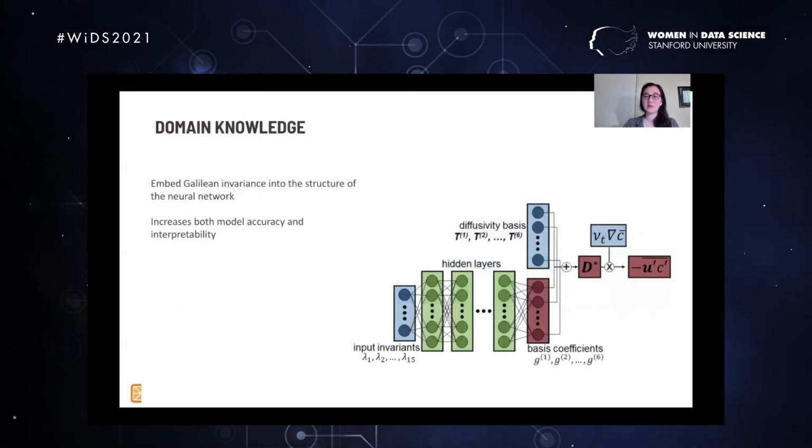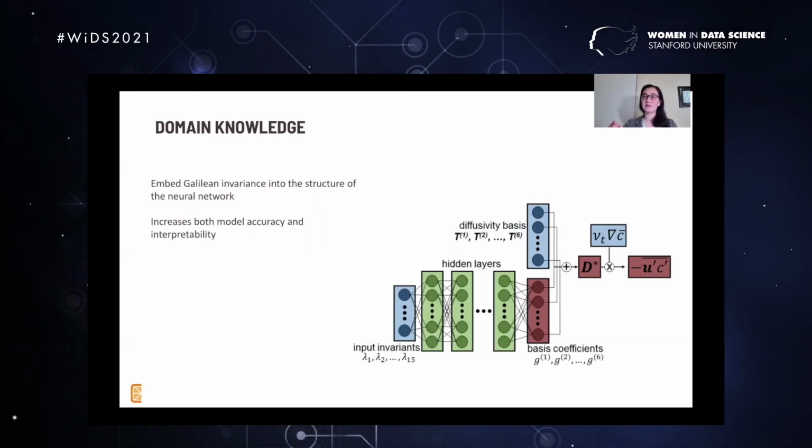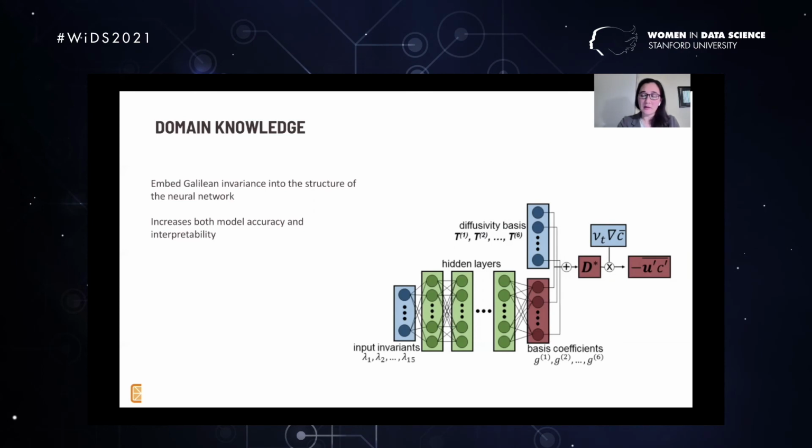In terms of domain knowledge, in this case, one of the key pieces of domain knowledge of interest was something called Galilean invariance. This basically means that physics doesn't care how you draw your coordinate axes. Physics is rotationally and coordinate frame invariant. We were able to build this into the neural network architecture itself. And we used a specific neural network architecture that ensured that Galilean invariance would be enforced on our final scalar flux predictions. This increased both model accuracy and interpretability, as we'll see.